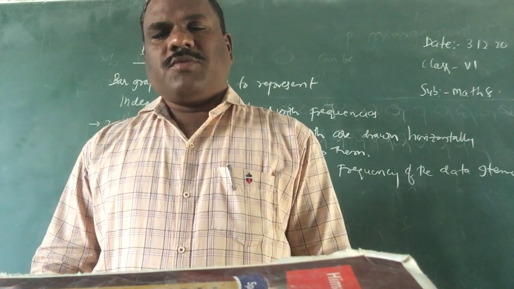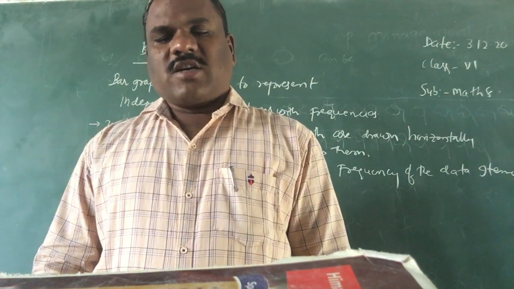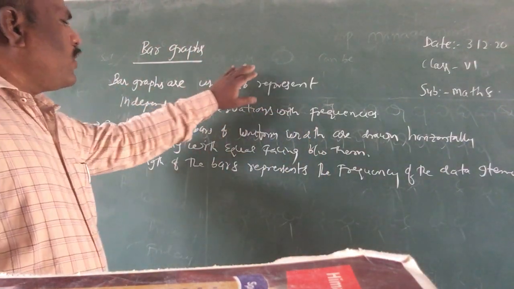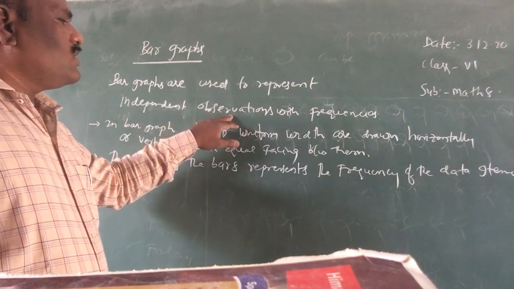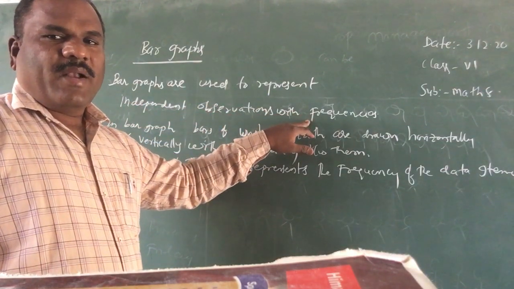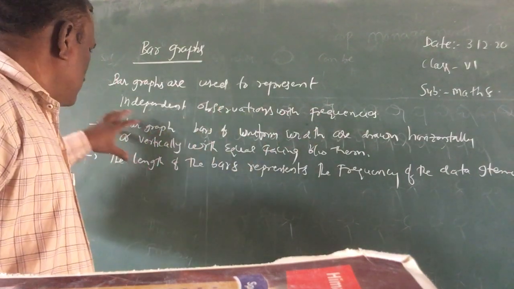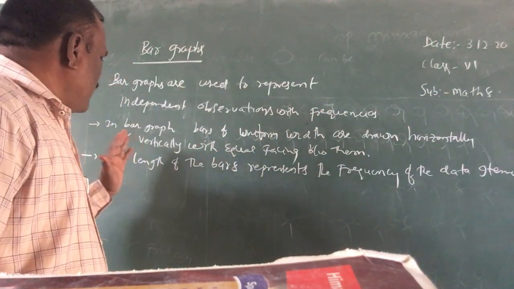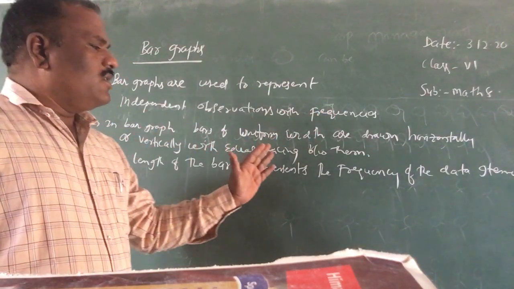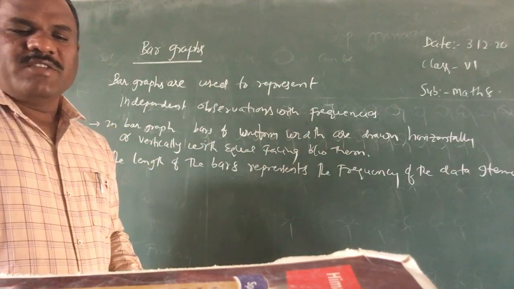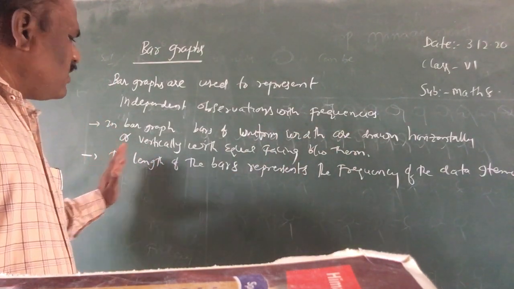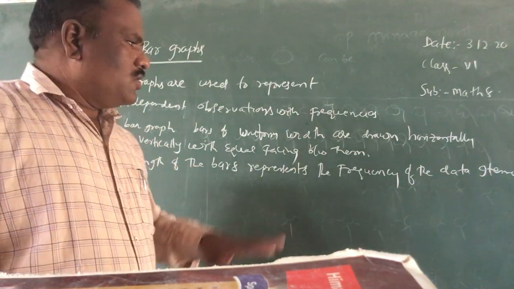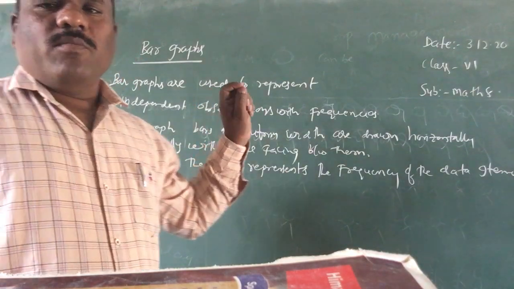So then what are bar graphs? How to construct bar graphs? Children, bar graphs are used to represent independent observations with the frequencies. In bar graphs, bars of uniform width are drawn horizontally or vertically with equal spacing between them. The length of the bars represents the frequency of the data items. So this is a little bit of information about bar graphs.